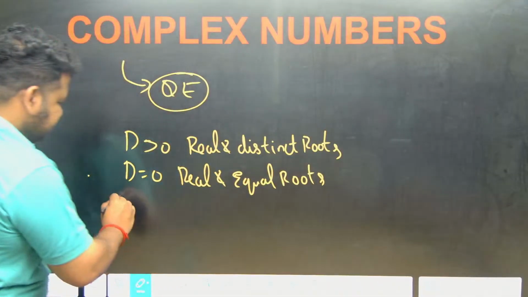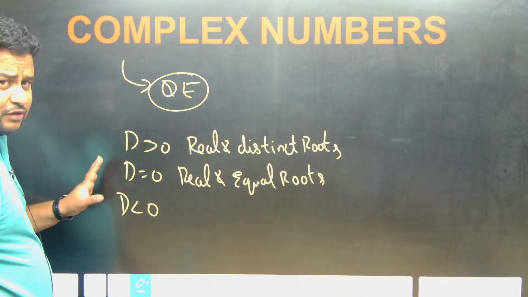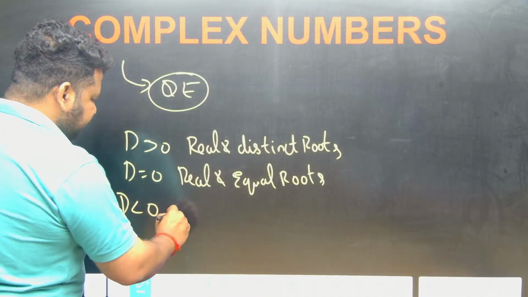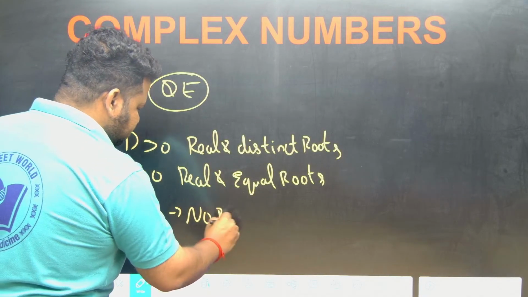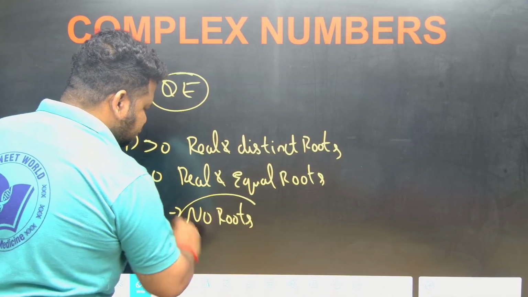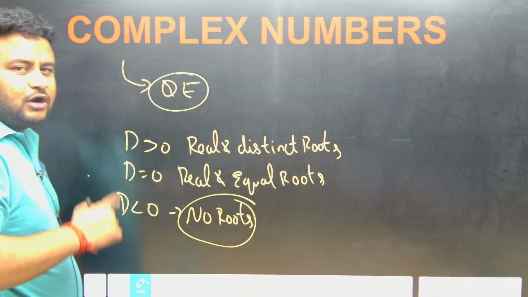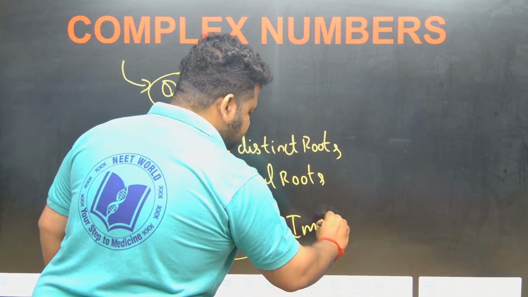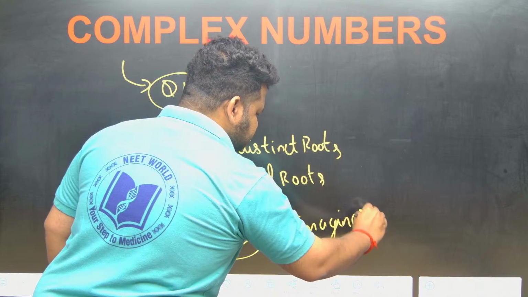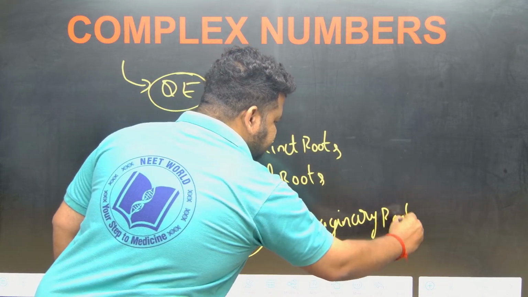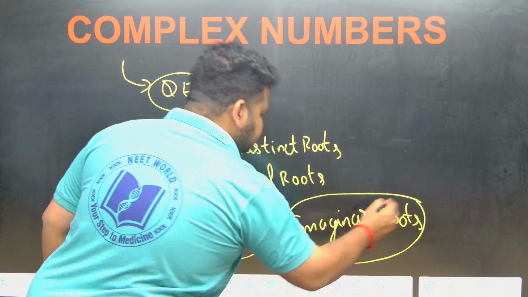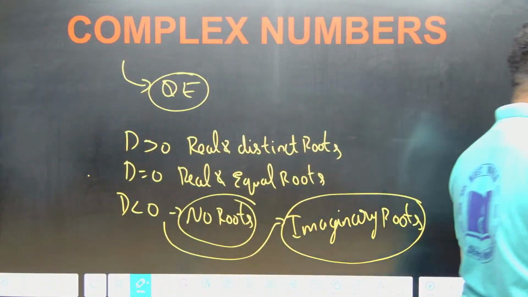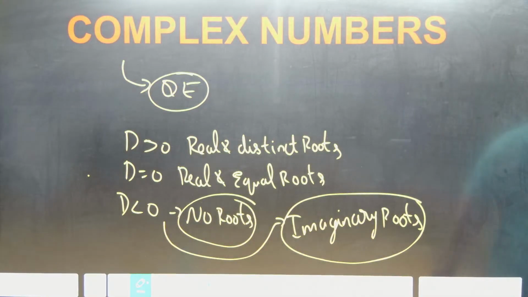Now if the discriminant is less than 0, as I told you with the graph, it does not even touch the x axis. So here we say no roots. Up till 10th you used to say there were no roots. Actually they have roots, but they are not real roots, they are imaginary roots. The complete detailed study of these imaginary roots is nothing but the complex numbers we are going to study.